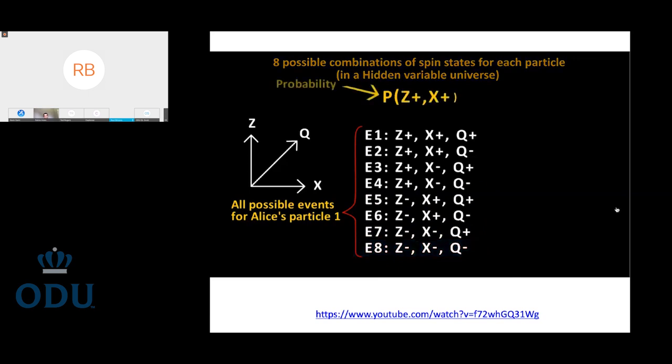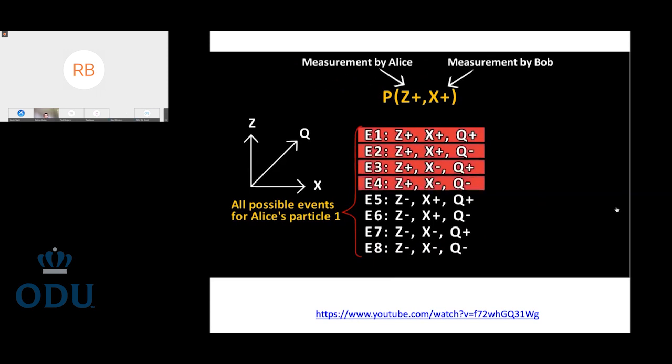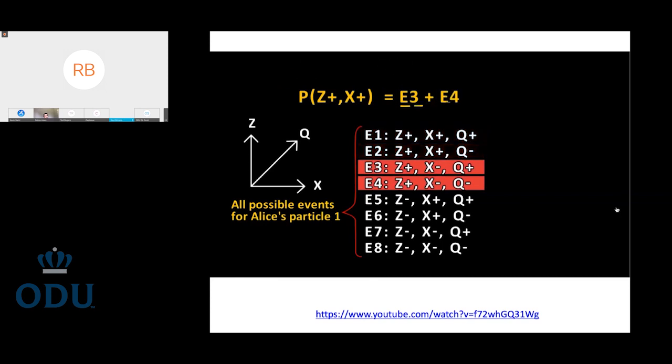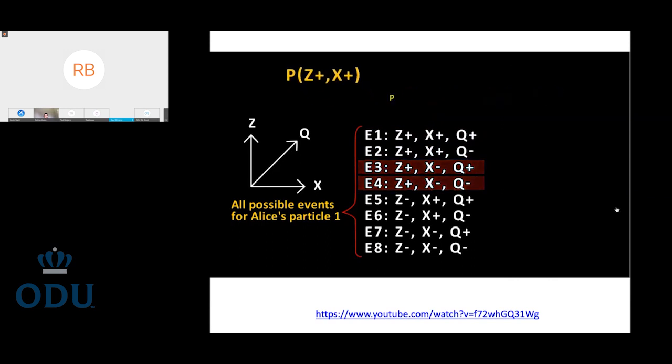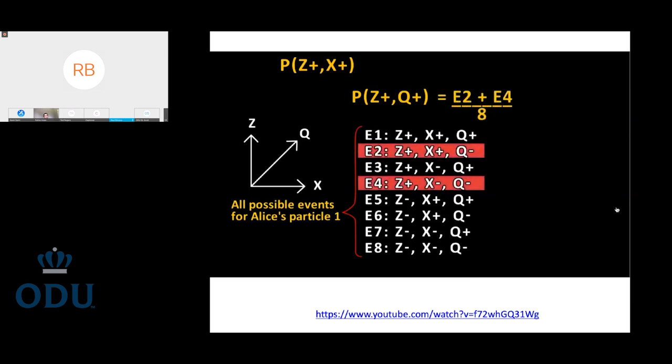Now let's ask the question, what is the probability that Alice measures in the z direction, gets a positive spin, and Bob measures in the x direction and gets a positive spin? Well, if the above case is for Alice, there are 4 events where z is positive. In order for Bob to get x positive, Alice would have to have measured x as negative. So these would be in events 3 and 4. To get the probability, we have to divide by the total number of events, which is 8. Let's do this for 2 more scenarios. What is the probability that Alice measures positive in the z direction and Bob measures positive in the q direction? In this scenario, it would be event 2 and 4. Again, we divide by 8 to get the probability.